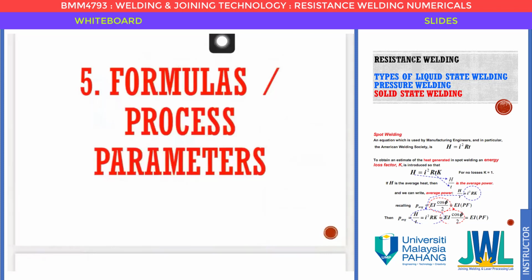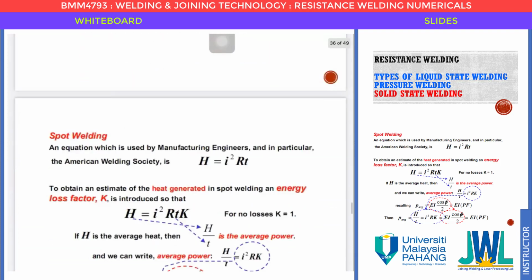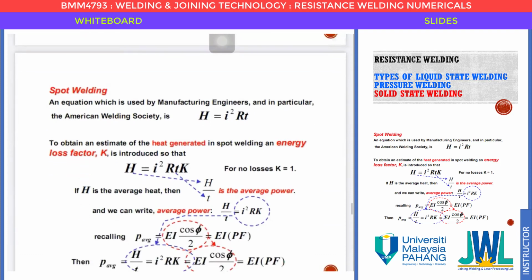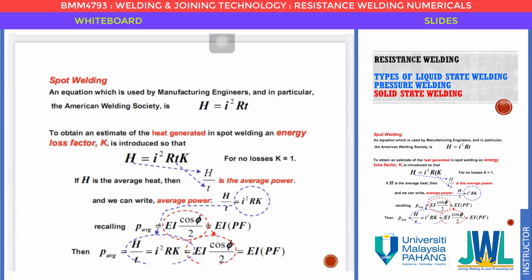So for resistance welding, we have some formulas and parameters that are very important to consider. The most important formula is that the heat generated H is equal to I square, multiplied by the resistance, multiplied by the time duration. So let's move back to the lecture.